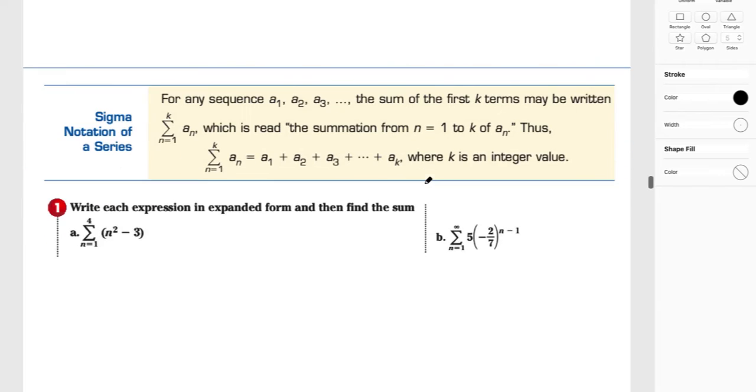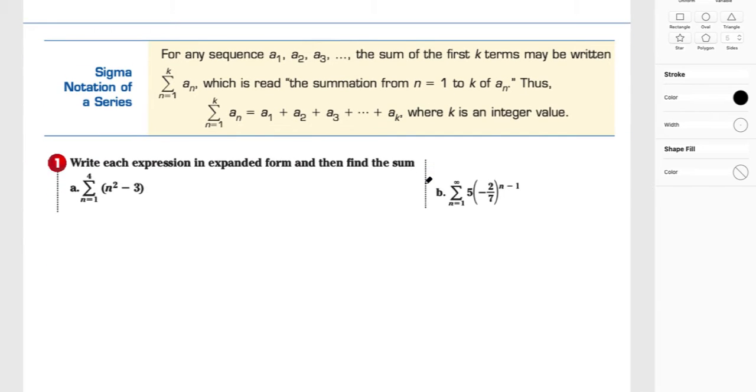All right, so let's take a look at this bit of information. So sigma notation is given for the sequence. If you've got a sequence of values, a sub 1 all the way up to a sub whatever, the sum of the first k terms can be written like this. So a sub 1 all the way up to a sub k can be written like this. And this is usually the descriptor of the terms, or like an expression, okay?